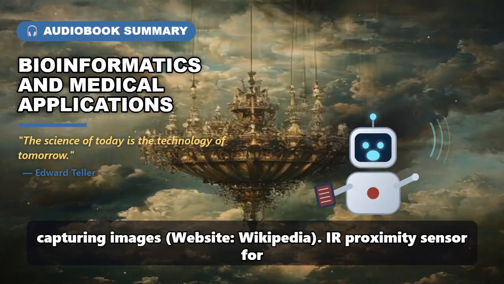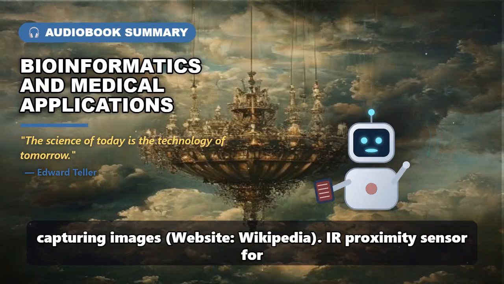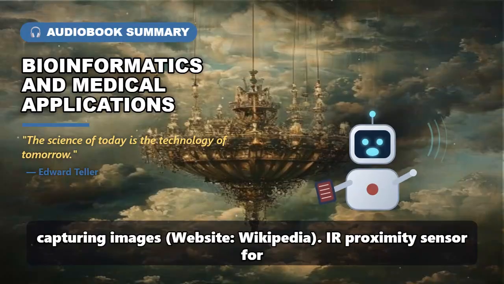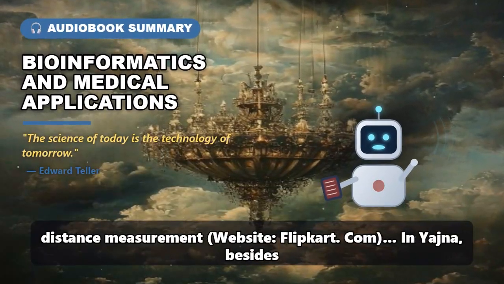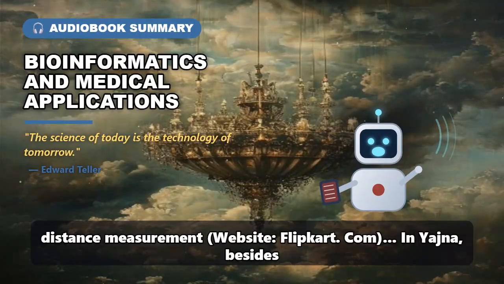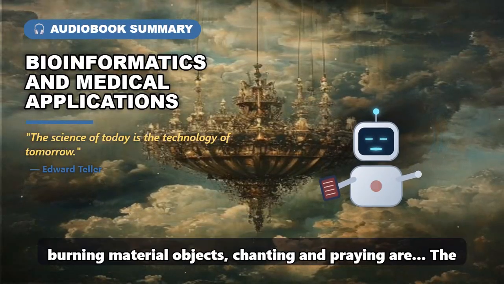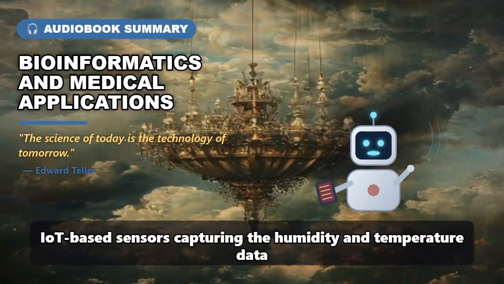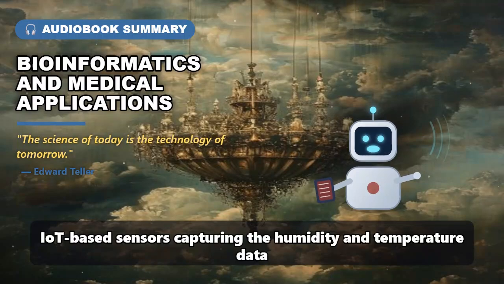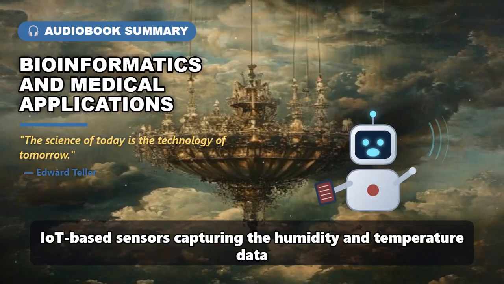CCD image sensor for capturing images, website, Wikipedia. IR proximity sensor for distance measurement, website, Flipkart.com. In Yajna, besides burning material objects, chanting and praying are the IoT-based sensors capturing the humidity and temperature data.